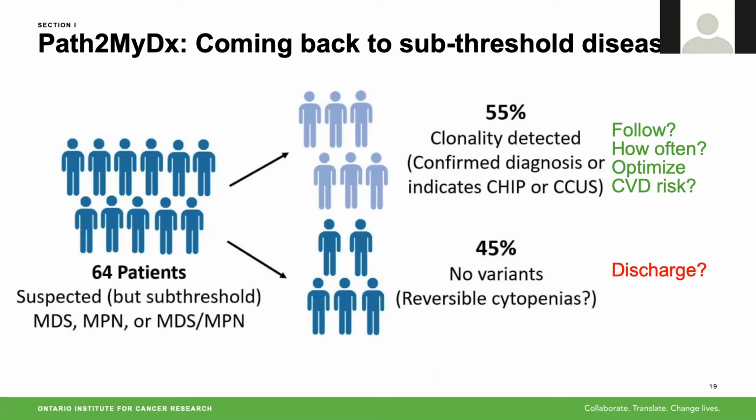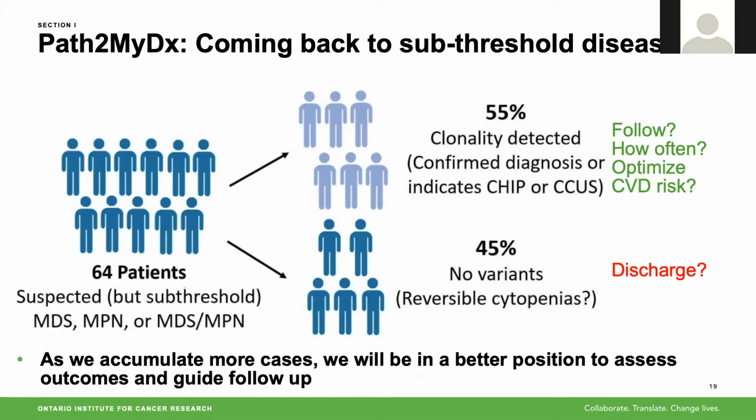So should we follow them? How frequently should we follow them? Should we optimize their health, for example, cardiovascular disease risk, which I'll mention in a moment. And those without variants, can they safely be discharged from a hematologist practice back to the family doctor and only sent back to the hematologist if counts plummet again?